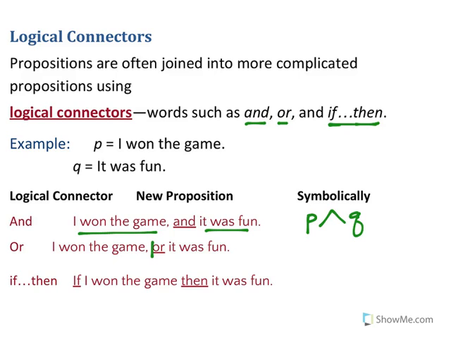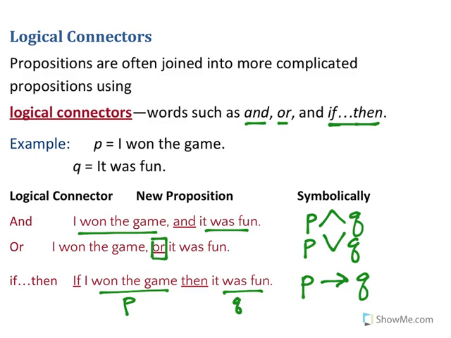We have or. P is I won the game, or it was fun. Or has that symbol there that looks like a V. Or I could have an if then, which is our logical connector. If P, I won the game, then Q, it was fun, and we would say if P, then Q, and that's what it symbolically would look like.